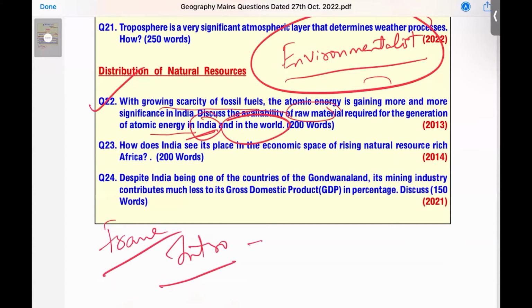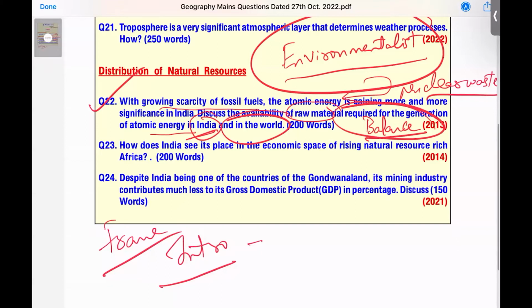If I were to write this answer, I would take a balanced stand. At least in the mains, always try to tread this path of balance. I'll tell you how to balance this answer as we discuss it in this course. So first is the introduction.